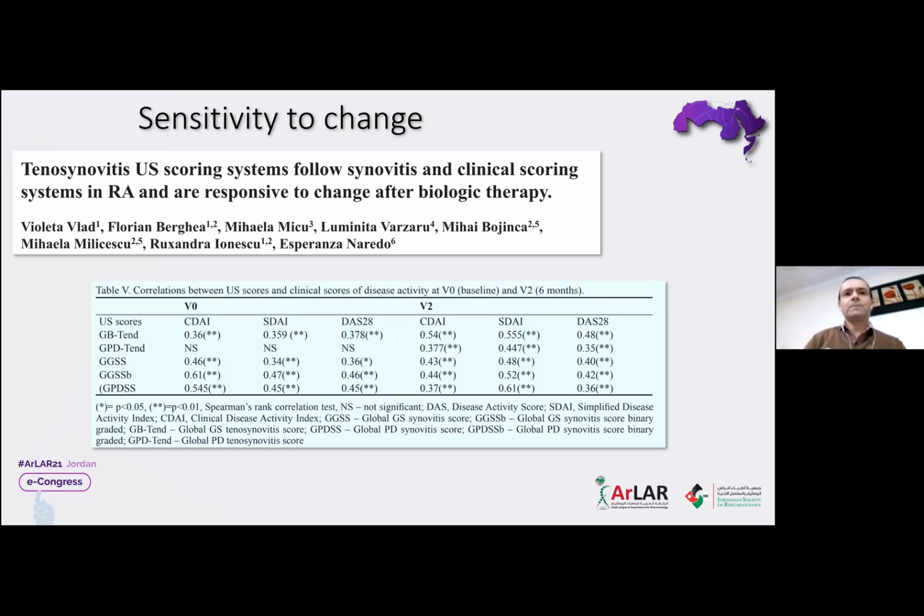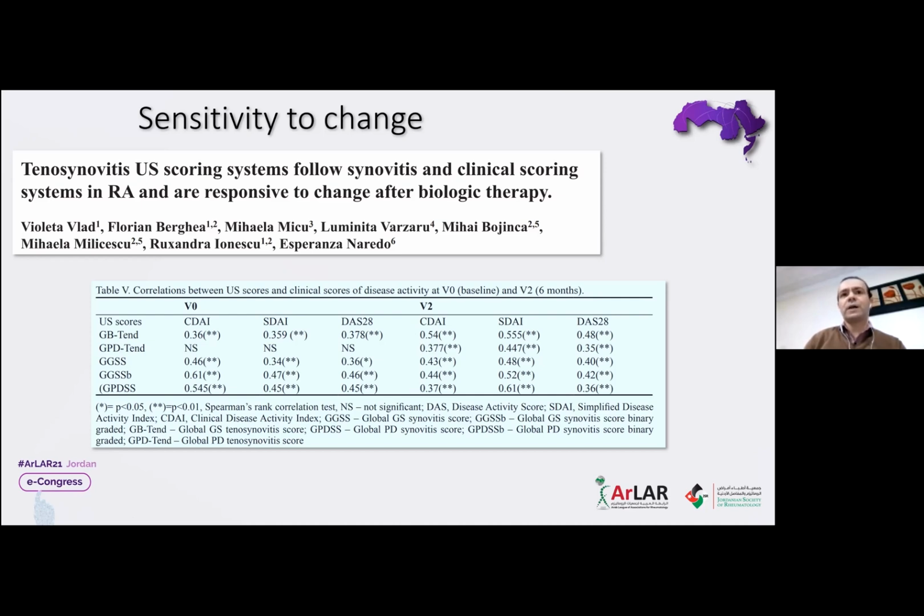And they found that there was a good correlation between the most used clinical scores, which are CDAI, SDAI, and DAS28, and ultrasound scores of tenosynovitis, either grayscale or PD scores, at inclusion, but also a very good correlation at 6 months. So tenosynovitis presented with a decrease that was comparable to the decrease in the major composite scores.